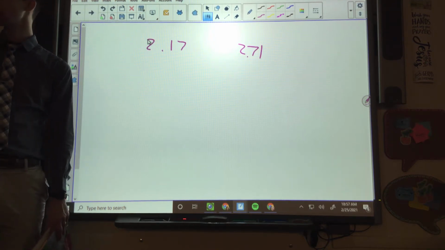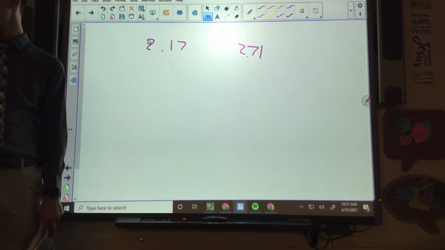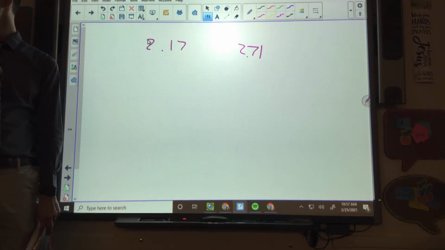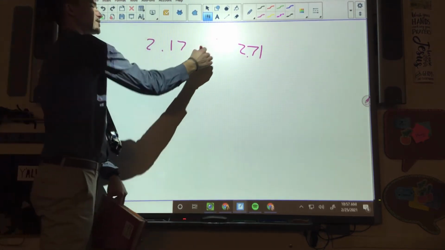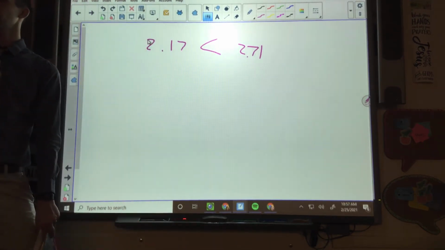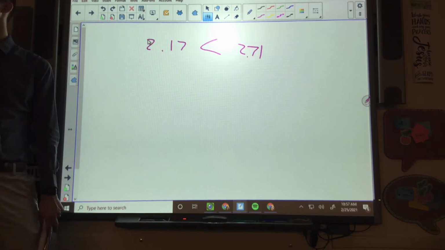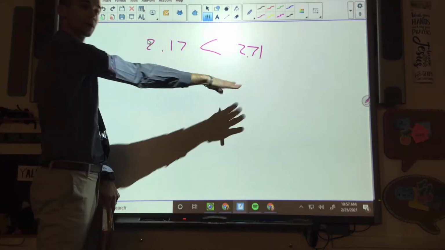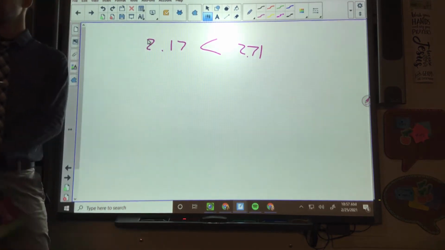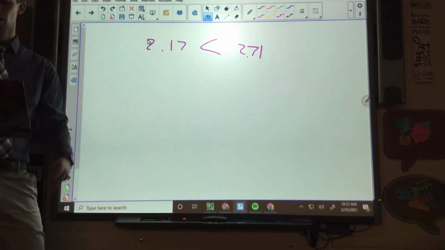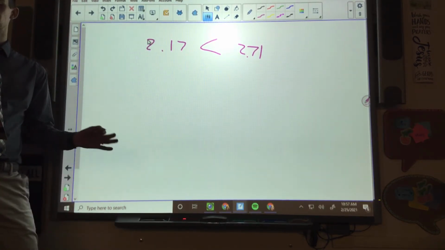What do you think? Which one's greater? Yeah, 2.71 is greater. Nonverbals, agree, disagree? Yeah, because this is 71 over 100, this is 17 over 100. Which one's greater, 71 or 17?